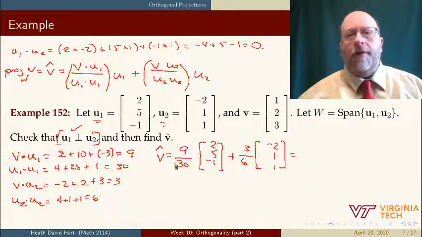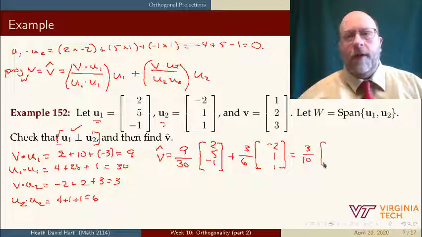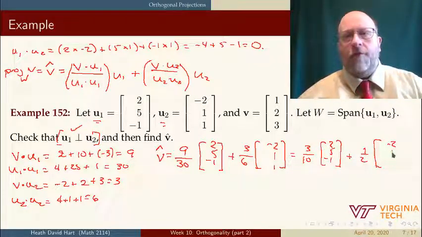We can simplify this a little bit. 9/30 reduces to 3/10 times (2, 5, -1). And 3/6 reduces to 1/2 times (-2, 1, 1).